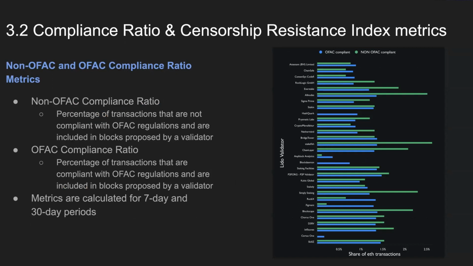The next metric is from the second group, and it shows us the data for each Lido validator. The blue line shows us the percentage of compliant transactions which were included by this validator. And the green line shows us the percentage of non-compliant transactions included by this validator. So if we see that the blue line is higher than the green line, it means that the validator overall influences the censorship, it imposes censorship more than average.